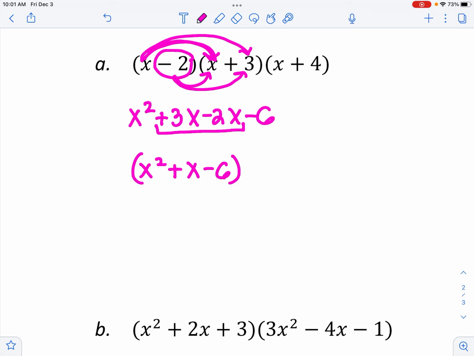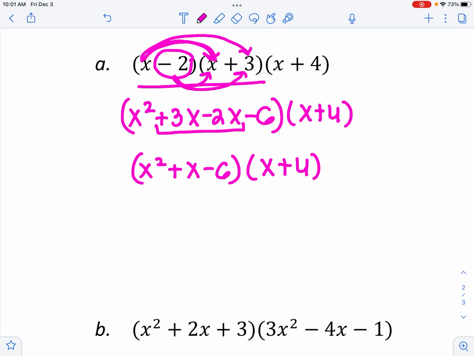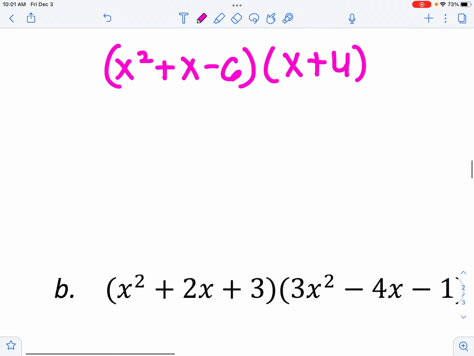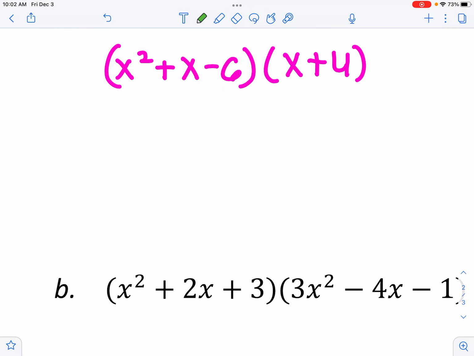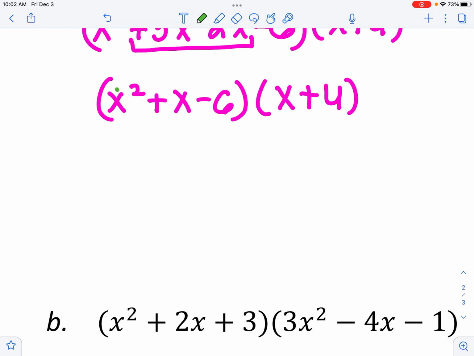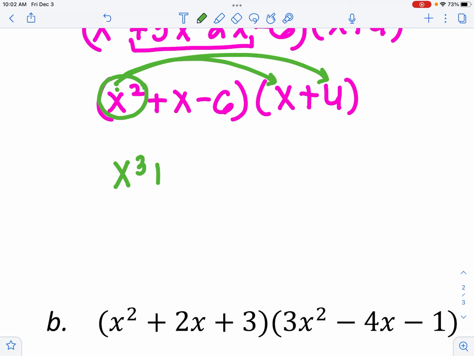Now we're not done because all that we did was multiply these 2. We didn't do times x plus 4 yet. So now we have to start over and multiply these 2. So all that you're going to do is use the distributive property. You're going to start by distributing the x squared. So I'm going to circle it so we can see what I'm distributing. I'm distributing the x squared to everything in the second binomial. X squared times x is x cubed. X squared times 4 is 4x.